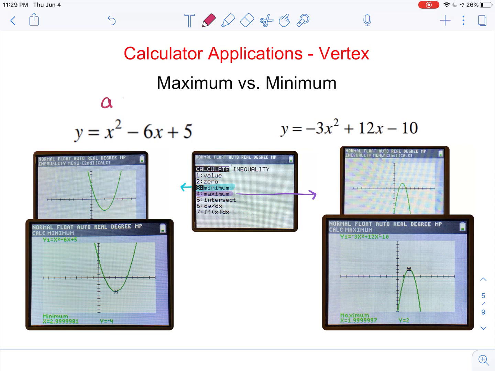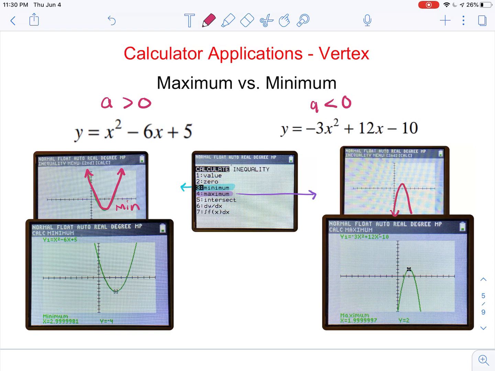But the key to the vertex is recognizing whether you have a maximum or a minimum. Anytime we have an a value, meaning the ax squared value, that is positive, aka greater than 0, my graph will open up and look like this graph below. And this graph that opens up has a minimum. So when we do the graphing application, we are going to choose minimum.